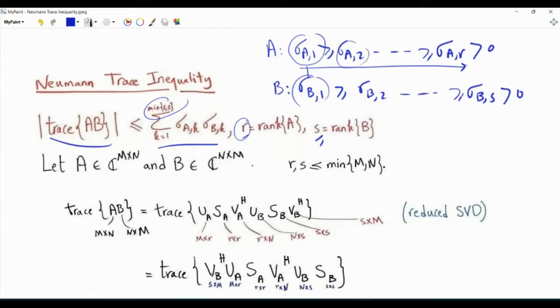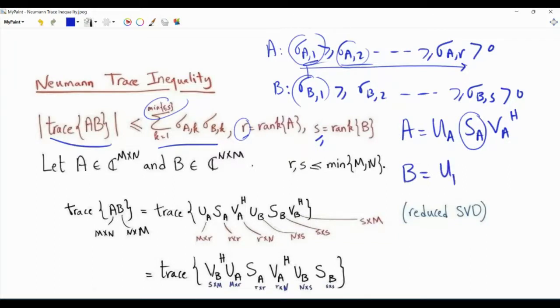And since we want to upper bound using the singular values, it makes sense that we replace A and B by their singular value decompositions. This is exactly what we do here: we replace A by its reduced singular value decomposition. This is a diagonal matrix, SA, of size R by R, and on its main diagonal we have the strictly positive singular values of A.